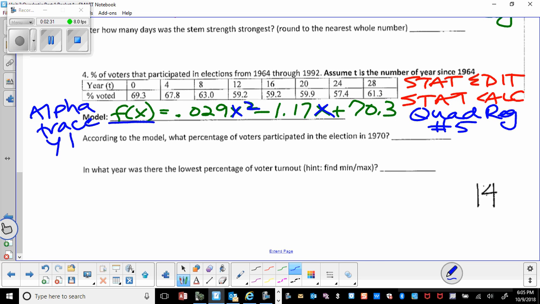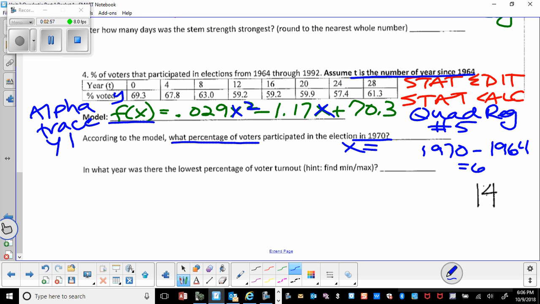And so now what it says, we want what percentage of voters. So that is the Y. We're asking for Y, and we're given X equals 1970. All right, well, remember though, T is the number of years since 1964. So 1970 minus 1964 is 6. Right, that was 6 years past. So I want to know Y1 with a 6, right? I'm going to put 6 into my function here.